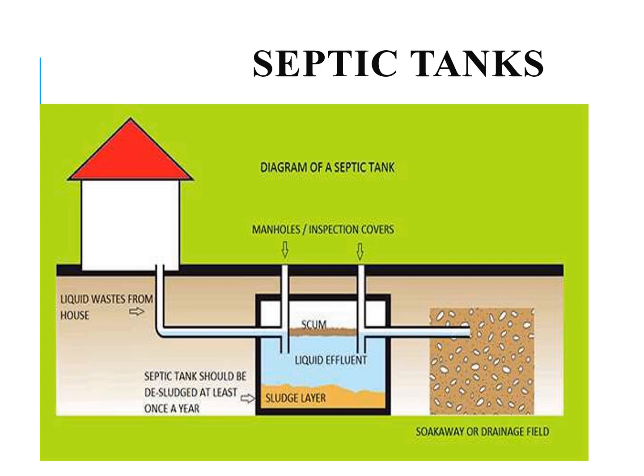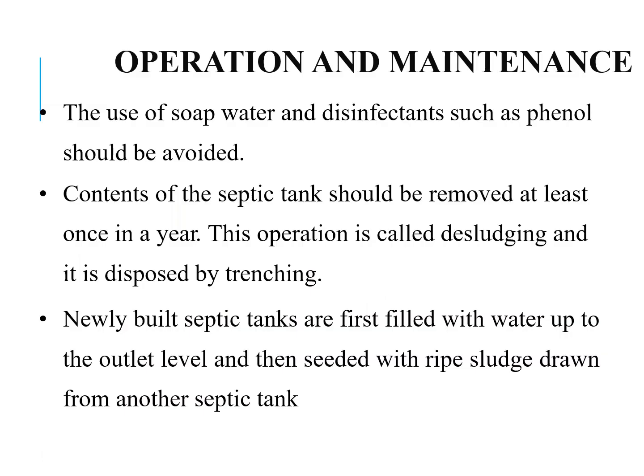As the sludge layer rises, it compromises the functioning of the septic tank. So it is always advisable to clean the septic tank at least once a year. The use of soap and water and disinfectants such as phenol should be avoided. The contents of the septic tank should be removed at least once a year. This operation is called desludging, and the sludge is disposed of by dredging. Newly built septic tanks are first filled with water up to the outlet level and then seeded with ripe sludge drawn from another septic tank.